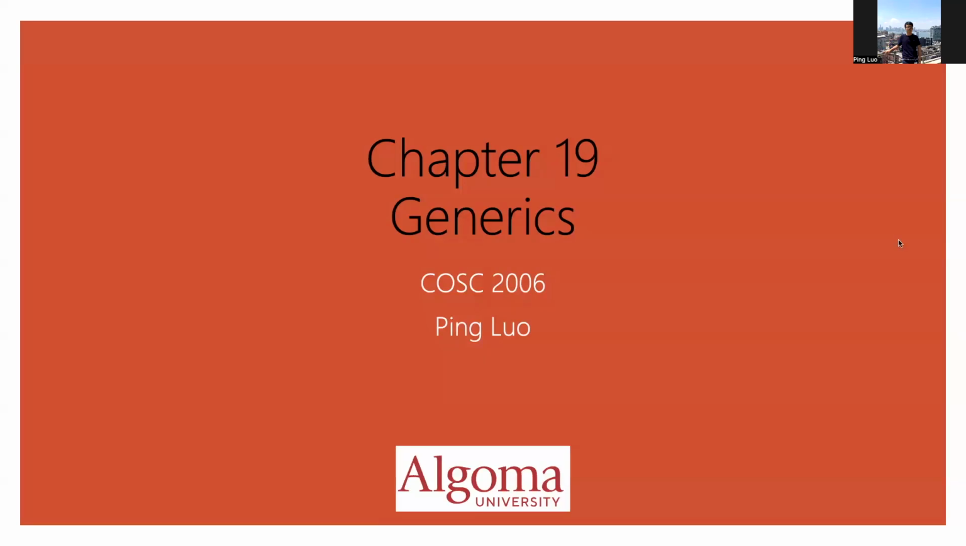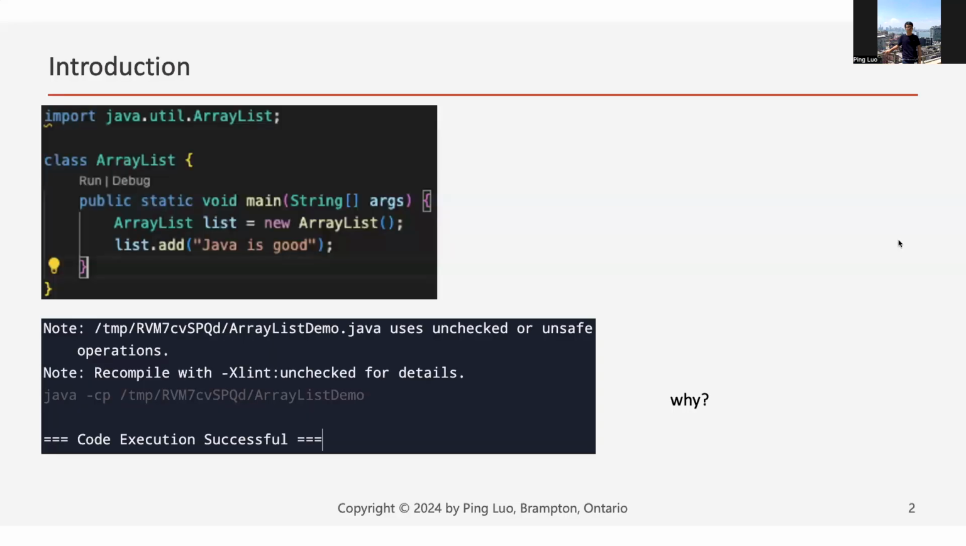Today will be a short lecture actually, because generics is the second chapter that's not actually a data structure. I mean, last week we learned recursion and now generics. But it's important for data structures. So let's see an example.